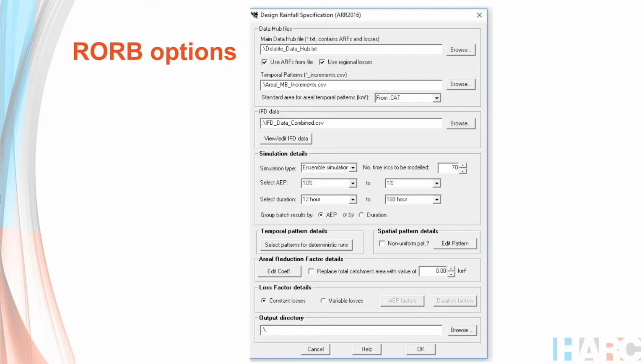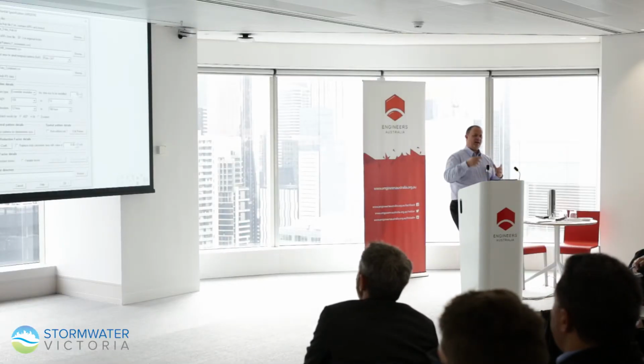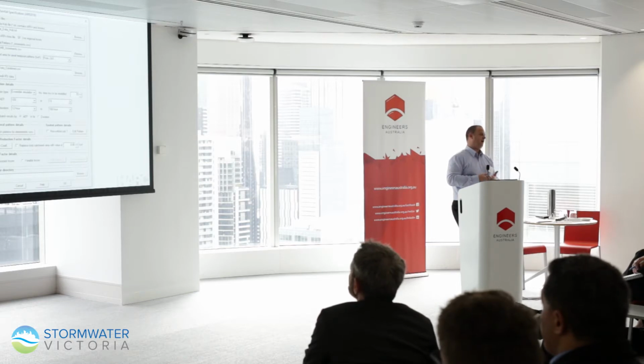This will be really hard to see as well, but this is basically our design rainfall dialog box in our latest version of RORB. So I just wanted to very quickly step through this and show you where all of these different inputs are. Basically, once you've set up your RORB model, you've set up what we call a catchment file, which basically describes the physical properties of your catchment. You can then start running the model, and this is the main screen where you're entering most of that design information from ARR 2016.